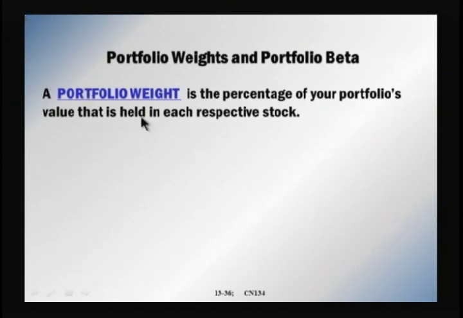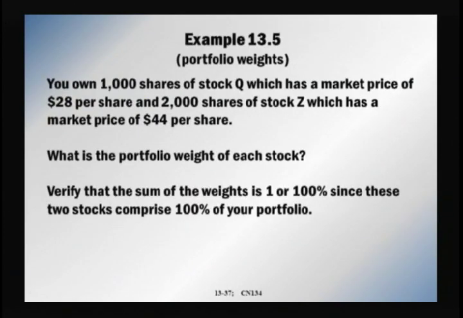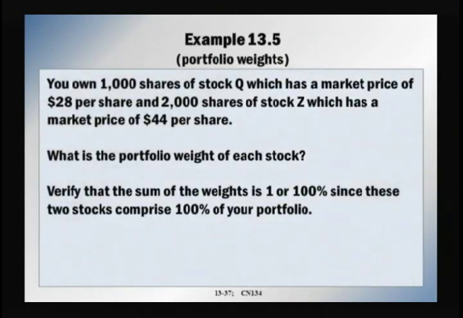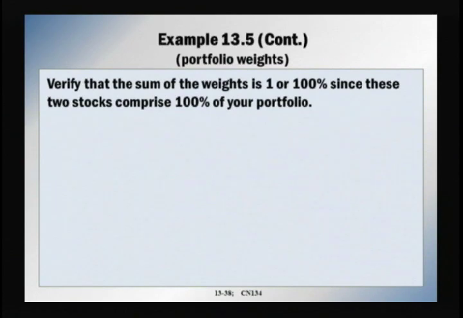We'll start with what's called a portfolio weight. The portfolio weight is the percentage of the portfolio that is held in each stock. In example 13.5, we own two stocks. Stock Q, of which we own 1,000 shares with a price of $28 per share, and stock Z, of which we own 2,000 shares at a per share price of $44. We're supposed to calculate the portfolio weight of each stock, and then we'll want to verify that those weights add up to 100% so we can see that we've accounted for all the value of our portfolio.